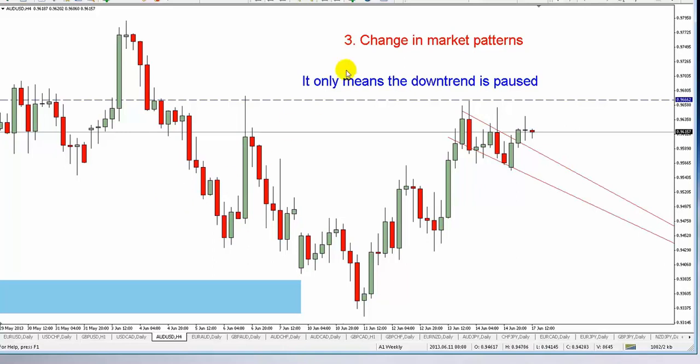And the same thing with this. When the market pattern changes, when the strong moves are now the green candles and the weak downward moves are the mixed red and green candles, then I know that maybe the uptrend or the downtrend is paused. It doesn't mean that it's over. It just means that it's reassessing.